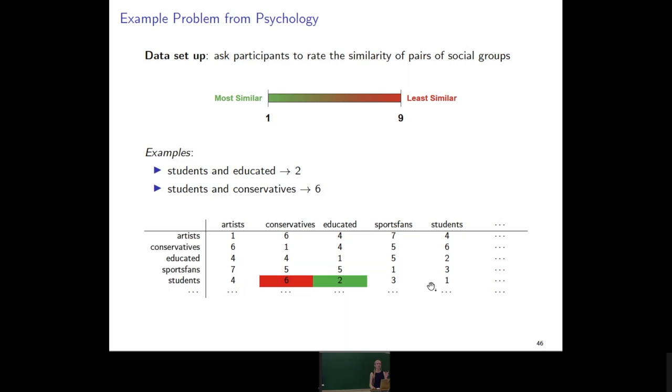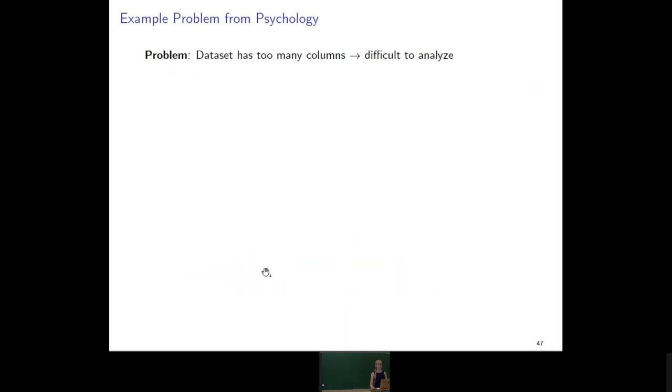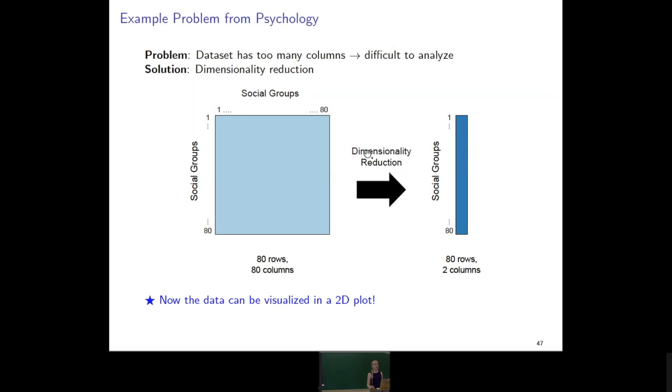And so every pair of social groups is compared and the scores are collected in the data set. The problem with this data is that it has way too many columns for us to really analyze. One solution to that problem is to perform dimensionality reduction. We take our matrix that has 80 rows and 80 columns, and we try to extract just the most important information from that data set and summarize that information in these 2 columns here.